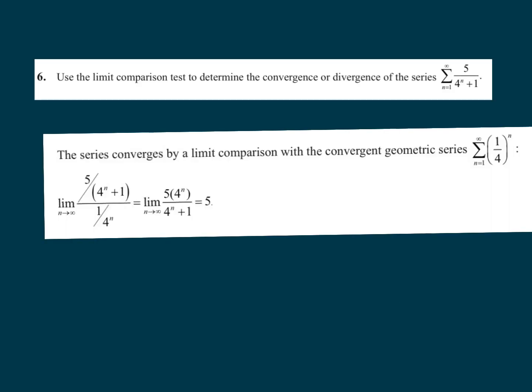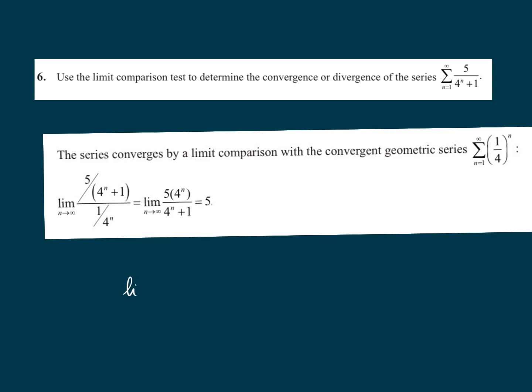The next problem is to do the same thing. Use the limit comparison test to determine the convergence or divergence of this series. Which series do you think you will use? I see 4 to the n, which is a geometric series that converges. So I will compare this series with 1 divided by 4 to the n. Okay, let's do it.